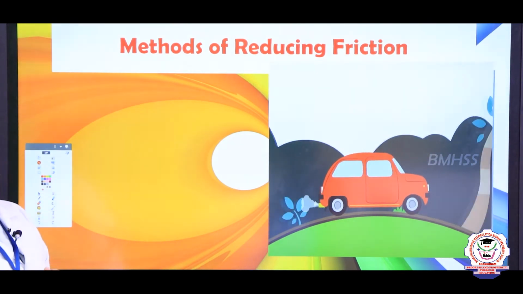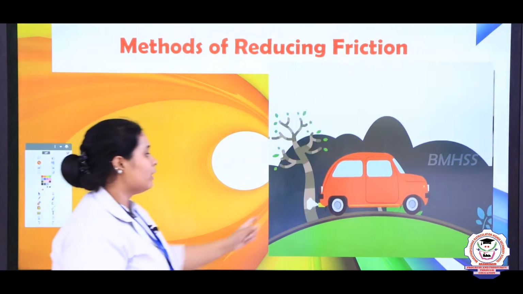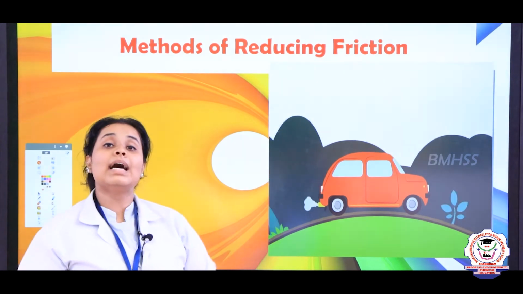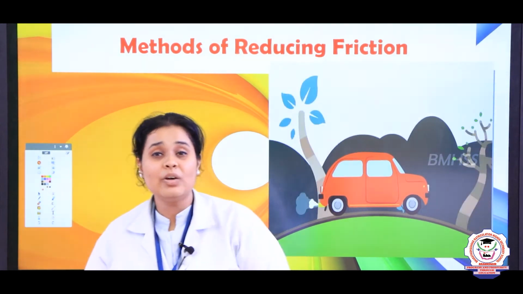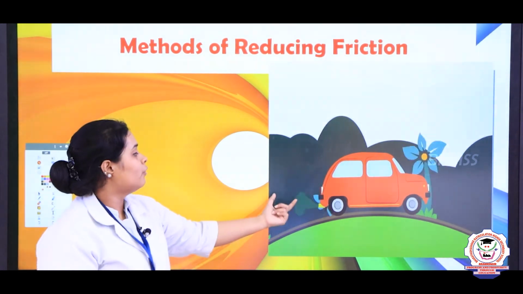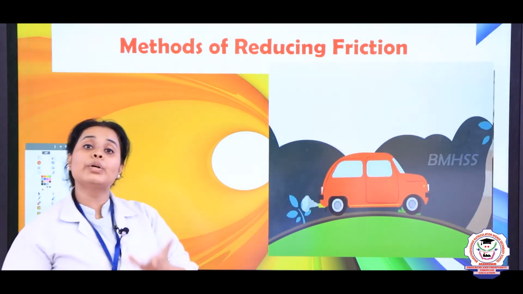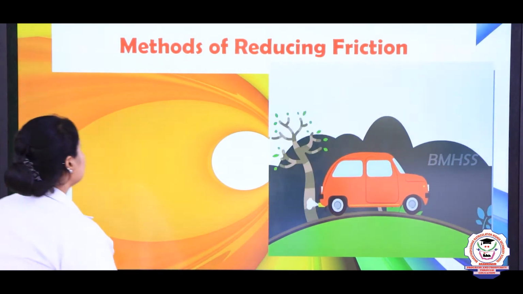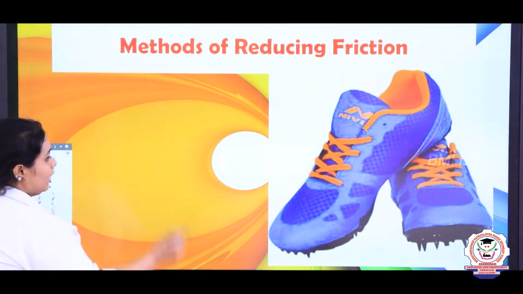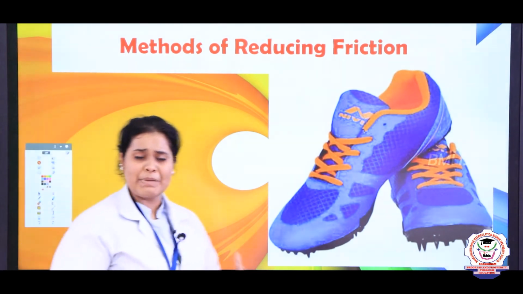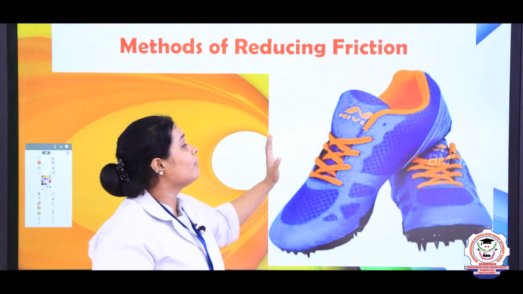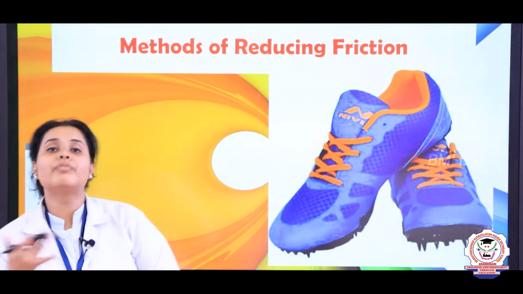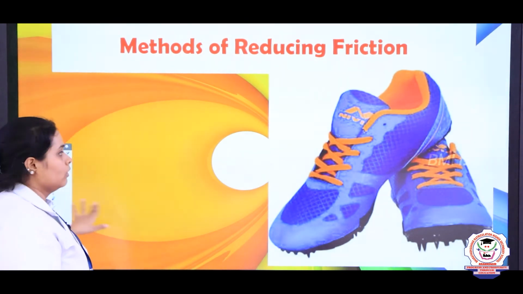Then comes the fourth point. Whenever there is a wheel, children, the force applied to any object can be reduced. So the fourth one is ball bearings, or you can also call them wheels. Then the spikes and studs that I told you about will be very helpful for the movement. It will be a little easier.